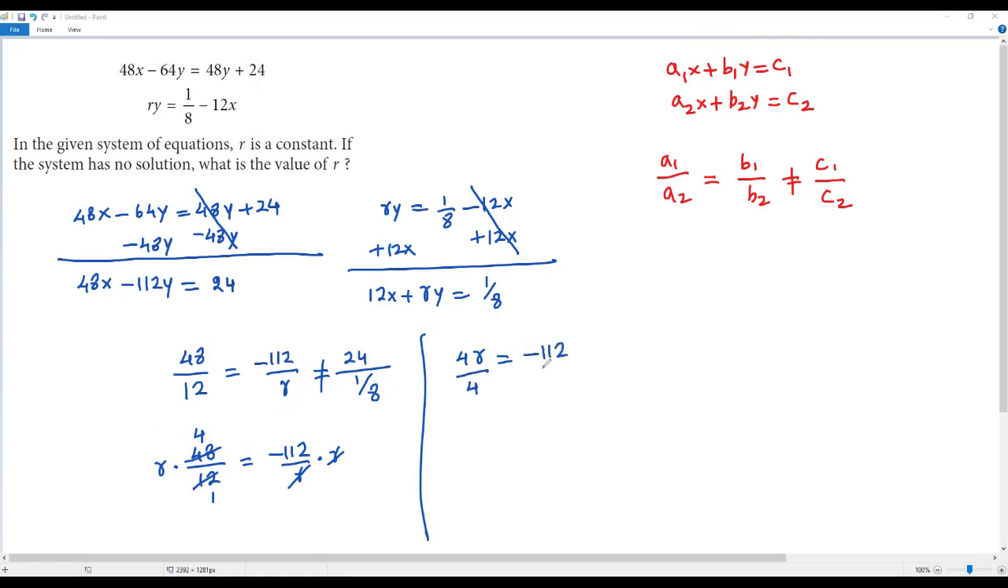Let me divide both sides of the equation by 4. Then this 4 will cancel out. I am getting r on the left side. When I divide -112 by 4, I am getting -28. Here I got the value of r, that is -28.